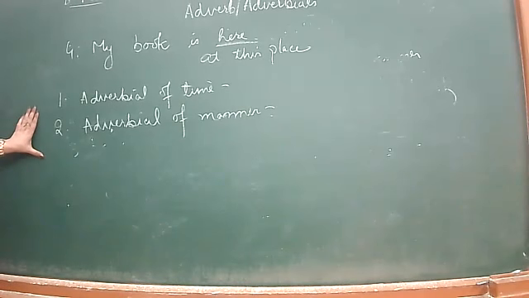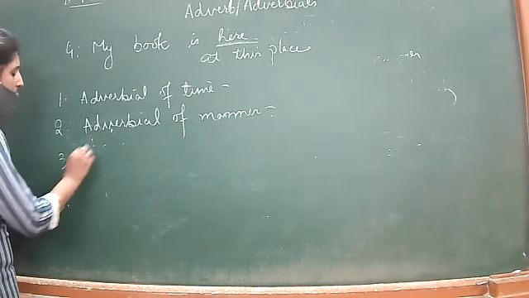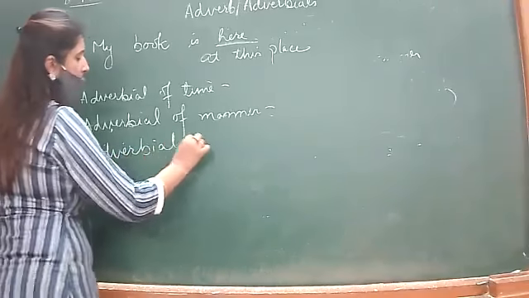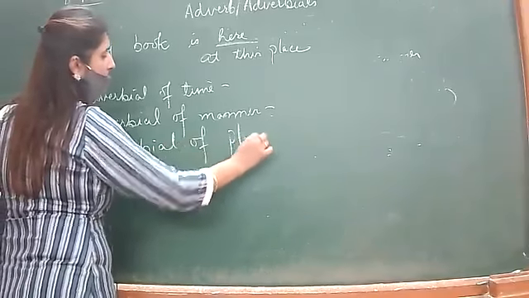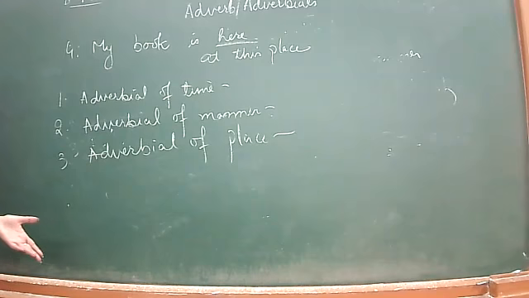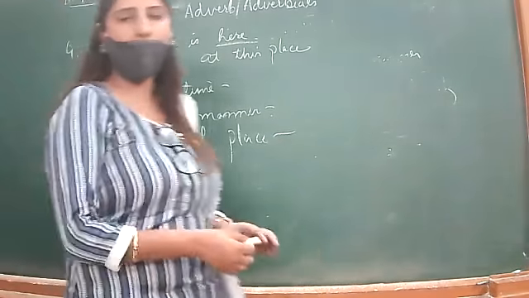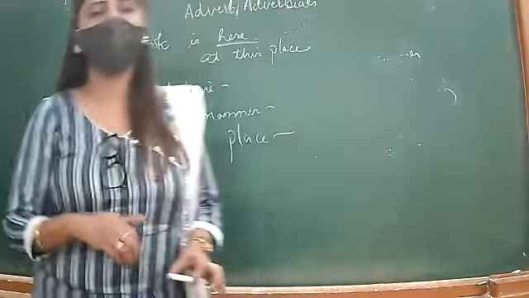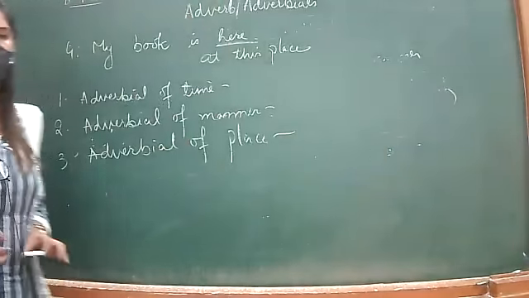Next, we are having adverbial of place. Like adverbial of place, for example, here, there, at this place. At the door, next to the door, inside the box. My book is lying inside the box. You will explain completely then. Right?